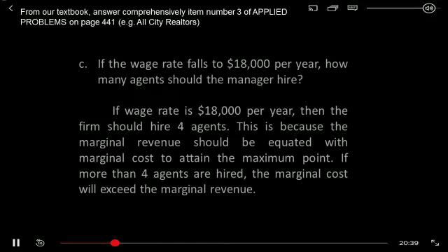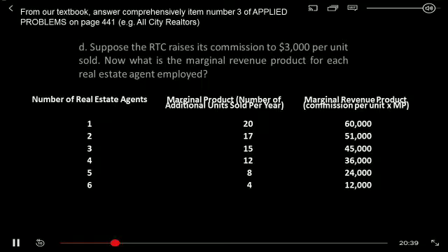Requirement C. If the wage rate falls to $18,000 per year, how many agents should the manager hire? So, if the wage rate is $18,000 per year, then the firm should hire 4 agents. This is because the marginal revenue should be equated with the marginal cost to attain the maximum point. If more than 4 agents are hired, the marginal cost will exceed the marginal value.